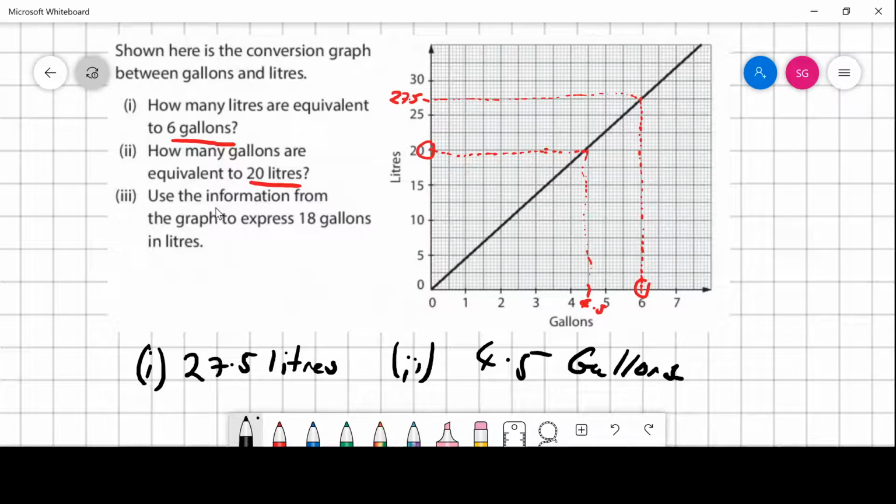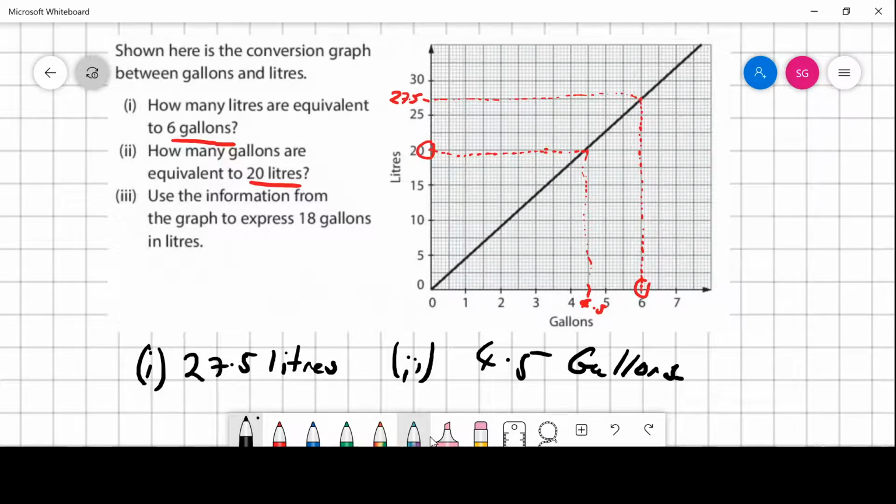Use the information from the graph to express 18 gallons in litres. Okay, so here we don't actually have 18 gallons, do we? What we could say is, okay, well, 18 gallons, because we know this is just going to keep on increasing at the same rate, don't we?